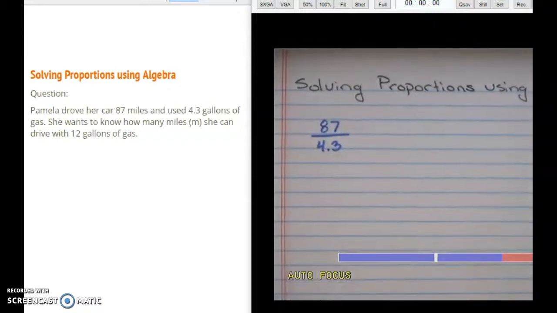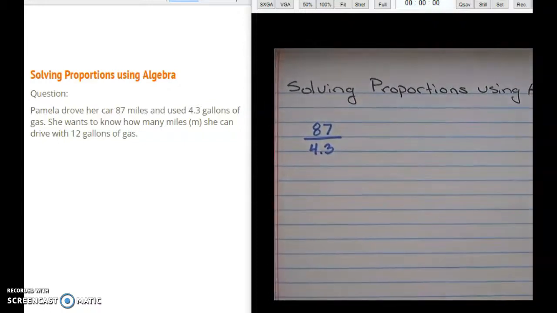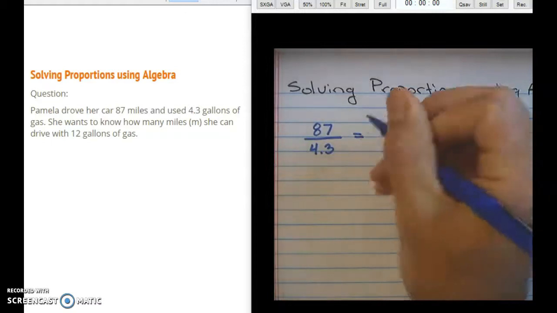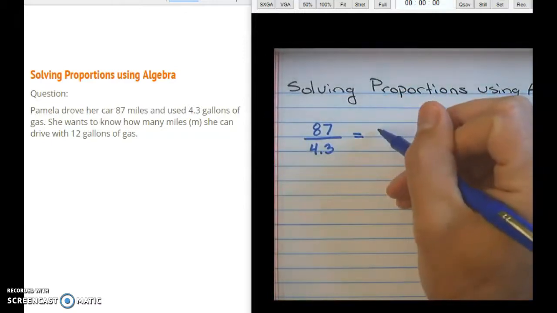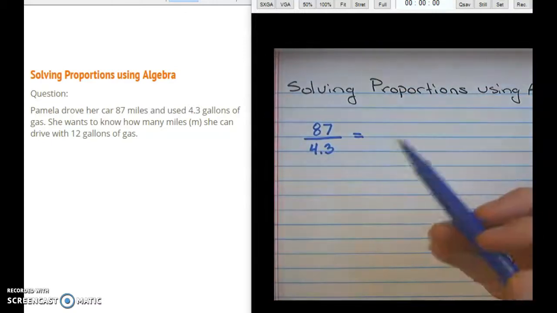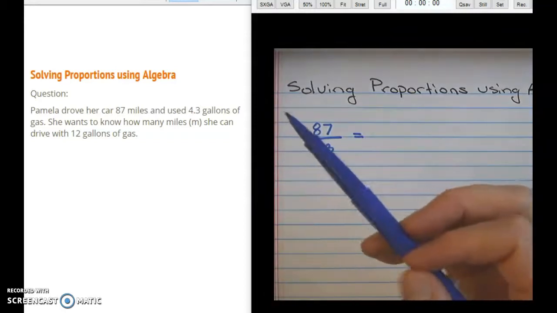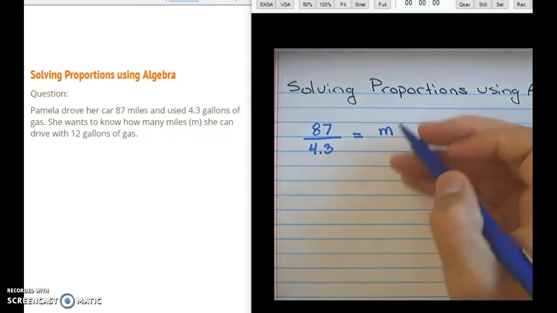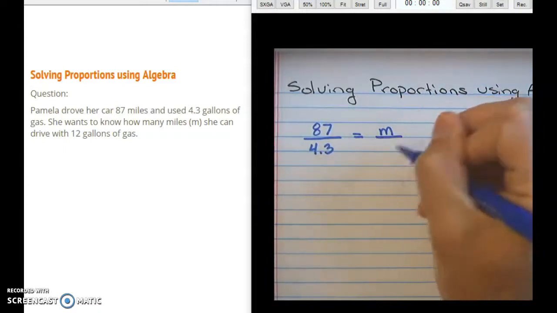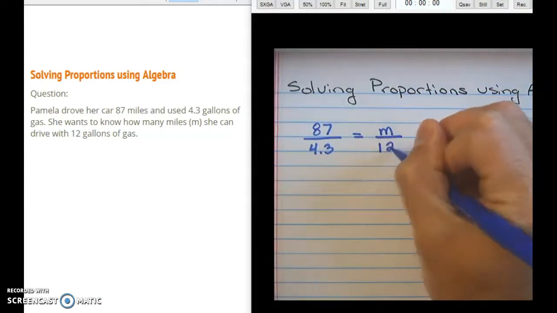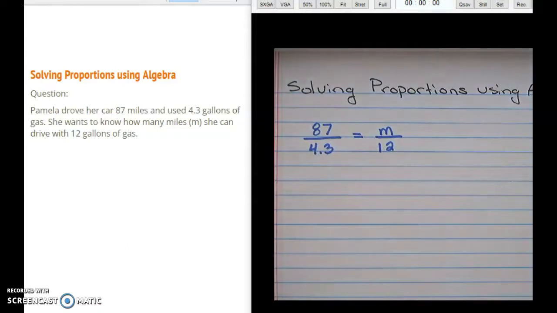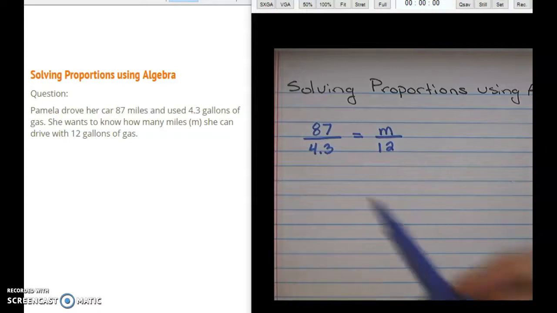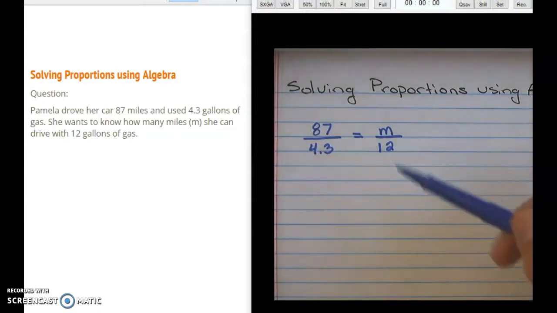Now I want to know when that is going to be the same as so many miles. I don't know how many miles that is, and in this problem they said we're going to use m for miles. So we'll put m up here for miles. Again, we don't know how many miles, but we do know that it's 12 gallons of gas. And so we get a proportion that looks like this: 87 over 4.3 equals m over 12.